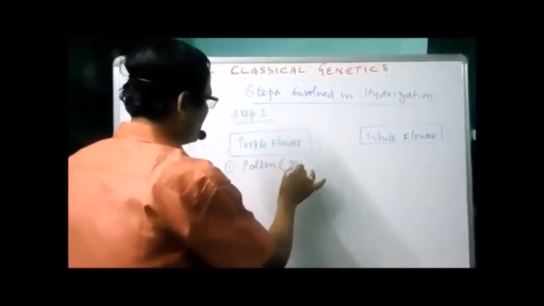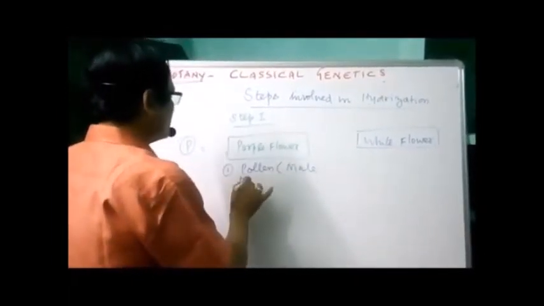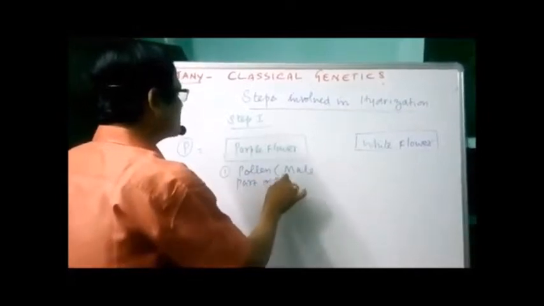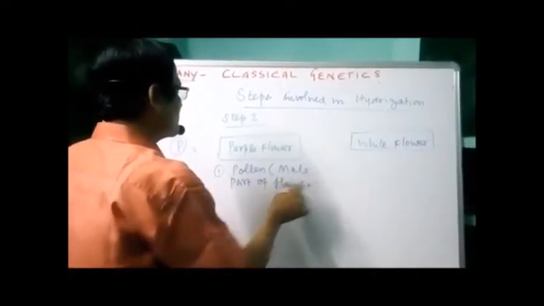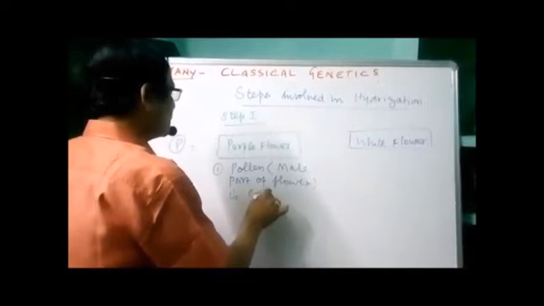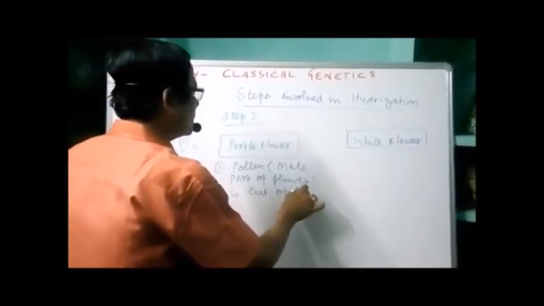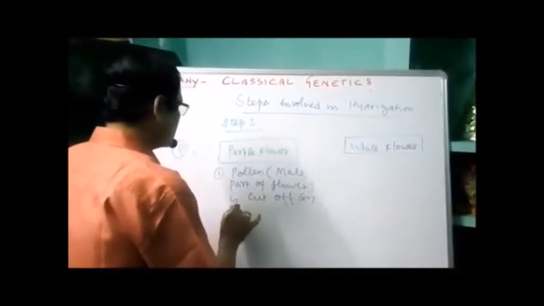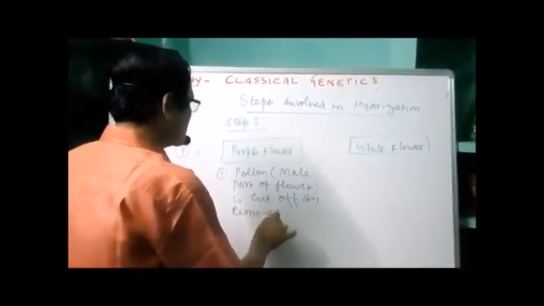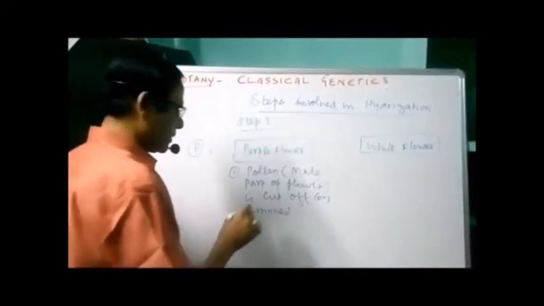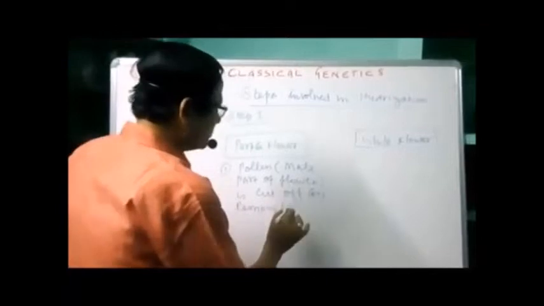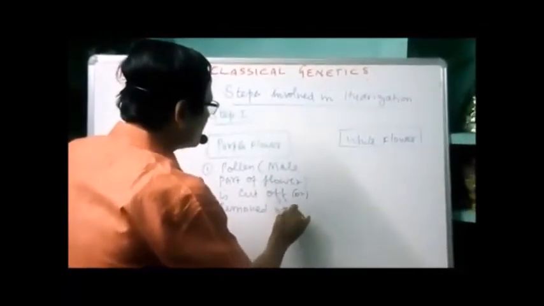That is nothing but the male part of the flower. The male part of the flower is cut off or removed from this purple flower, and this process is done before fertilization.